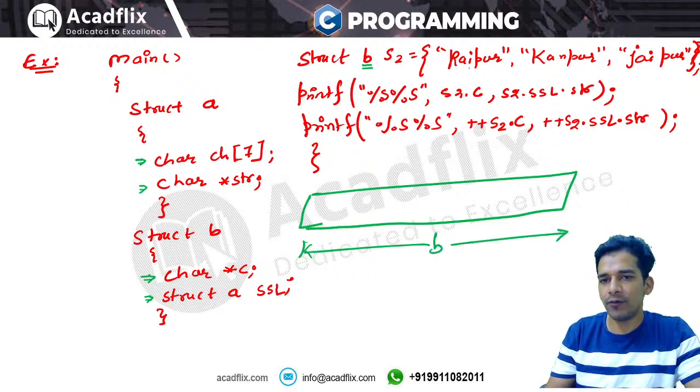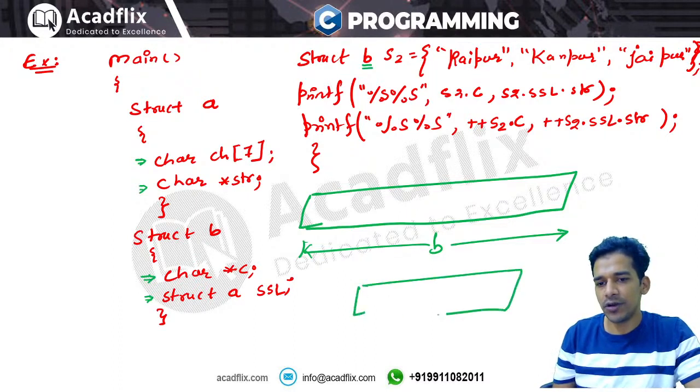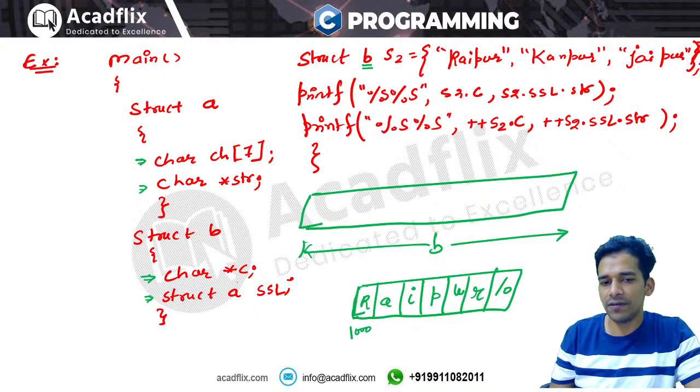When we are saying Raipur, because the first member in B is a character type pointer, this Raipur will be stored in some array of characters. Raipur will be stored like this, R A I P, because we know that a string is nothing but an array of characters, and then the null character. Let us say this particular string is starting from the location 1000. Because the first one is a character type pointer, this pointer will point to the Raipur string. This means that char star C is pointing to Raipur, because C is initialized with Raipur.